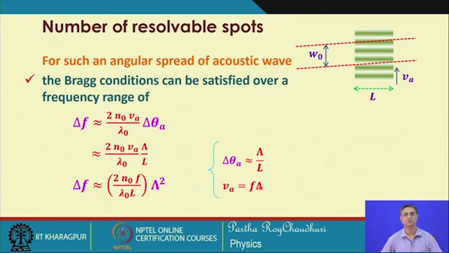Here we have used the relation V a equal to f into lambda, and delta theta a equal to capital lambda by L, which has come into this expression. So, this is the most useful expression for the designer of an acousto-optic, Bragg type deflector.